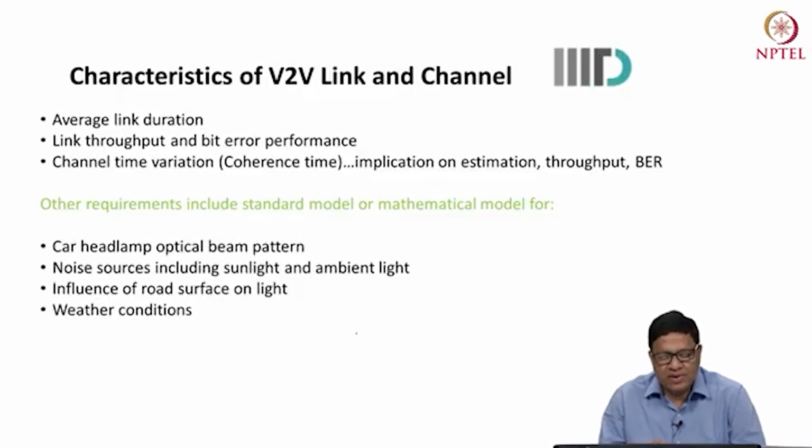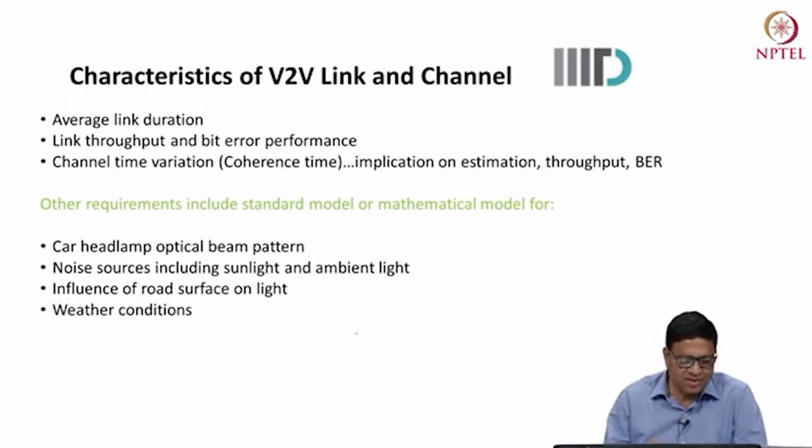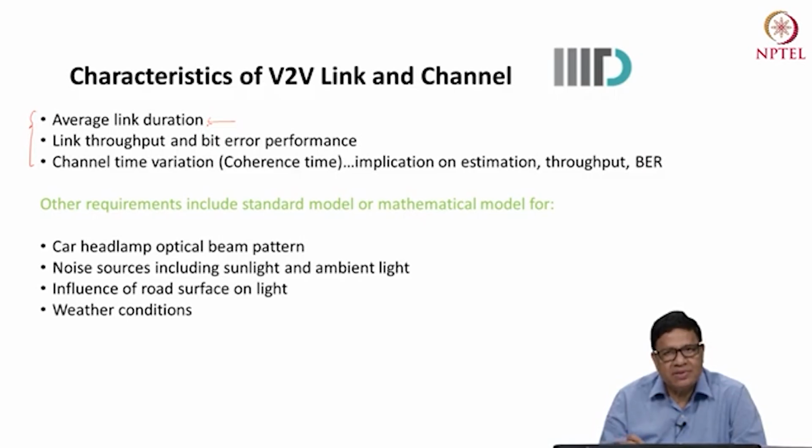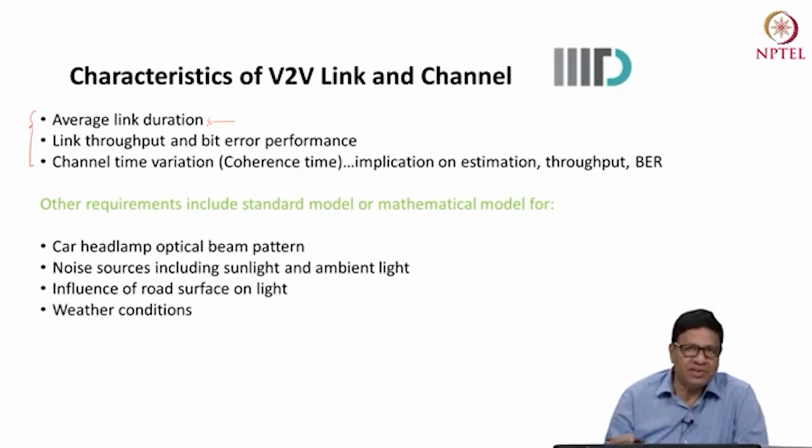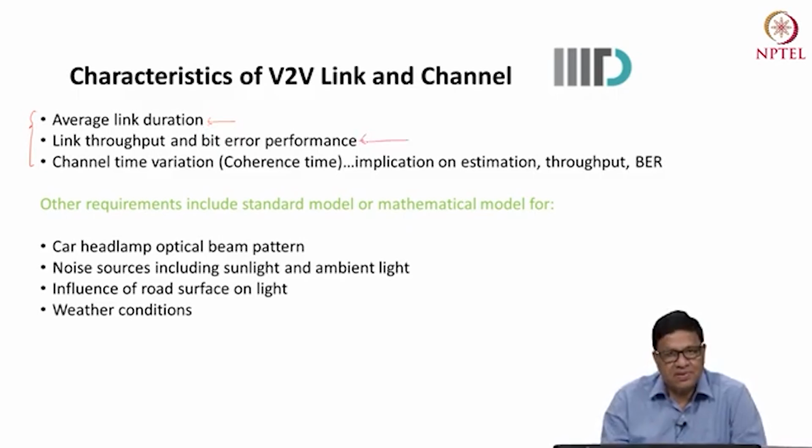So when you characterize a vehicle-to-vehicle communication system, there are three important quantities which need to be calculated or investigated. One is average link duration. What is the average time the two vehicles are communicating with each other? Is it in millisecond? Is it in second? So that we will see. That is the average link duration, the time during which the two vehicles are communicating. And what is the link throughput and bit error rate performance? What is the throughput you can get and what is the error performance?